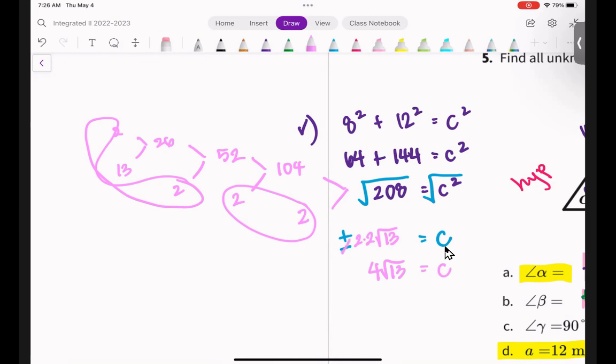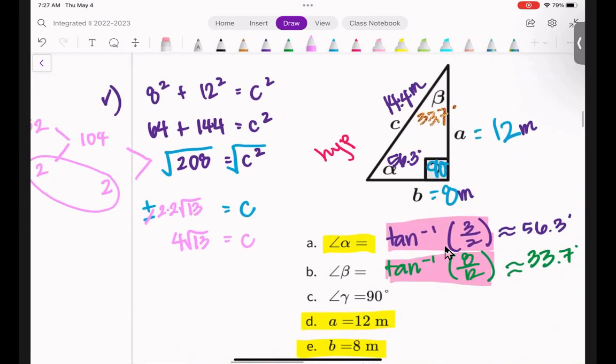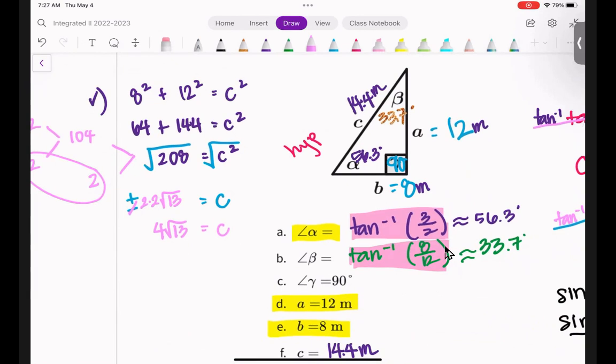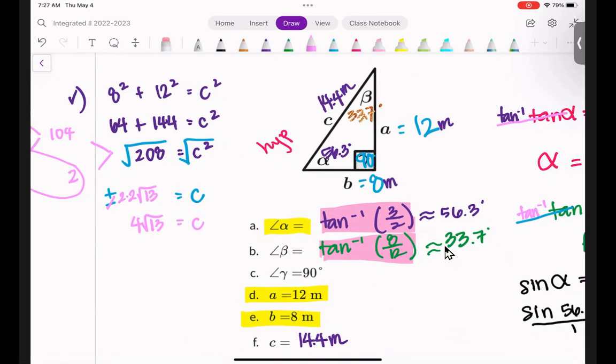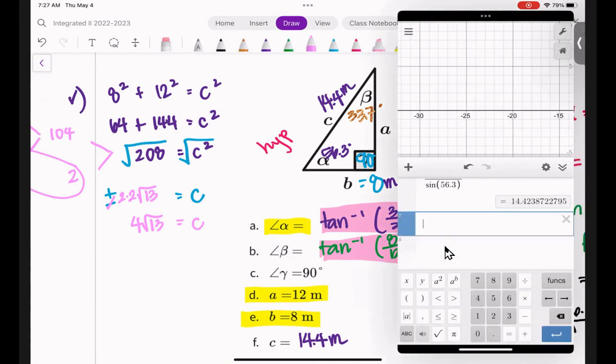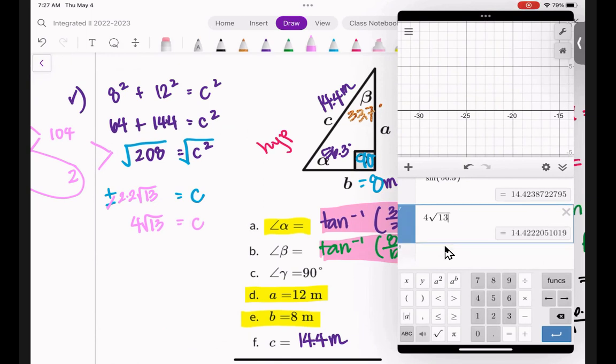And I'm going to cross out that negative because, as you know right now, you cannot have a negative side of a right triangle. And I say right now because later on you will, but it's not really talking about the length is negative. It's more talking about the direction. And I'm just going to verify that 4 square root 13 is the same as my 14.4, which it is.